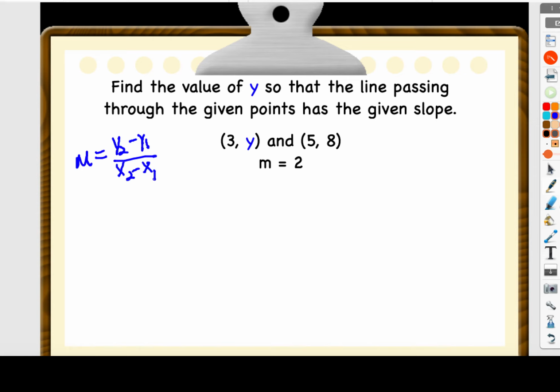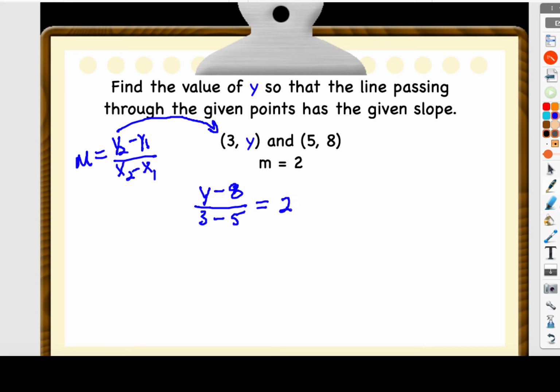So let's plug in what we know. y2, I'm actually going to use as my first coordinate here. So I'm going to say y minus 8 over, and then on the bottom, if I used y first, I need to use that 3 first. If I used 8 second, I need to use the 5 second. And I'm always subtracting: the difference between the y's divided by the difference between the x's. Rise over run. And I know that my formula should equal m, which for us is 2.